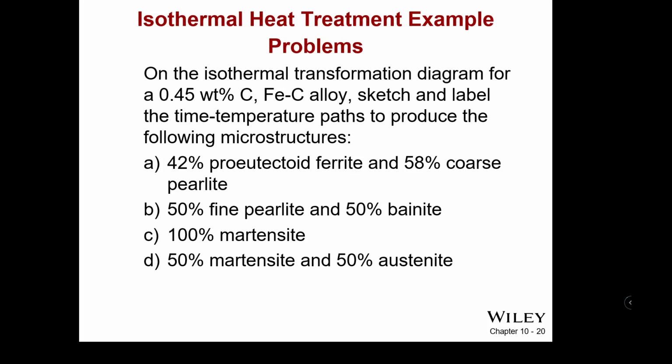And we want to sketch and label the time temperature paths to produce 42% proeutectoid ferrite and 58% coarse pearlite. The second case, a 50-50 of fine pearlite and bainite. Third case, 100% martensite. A fourth case, 50% martensite, 50% austenite. So all of these are starting from the same weight percent carbon. The only thing we're changing is how quickly we're cooling to what temperatures.